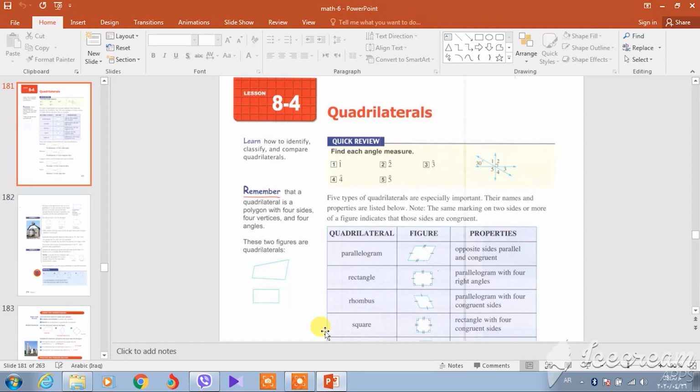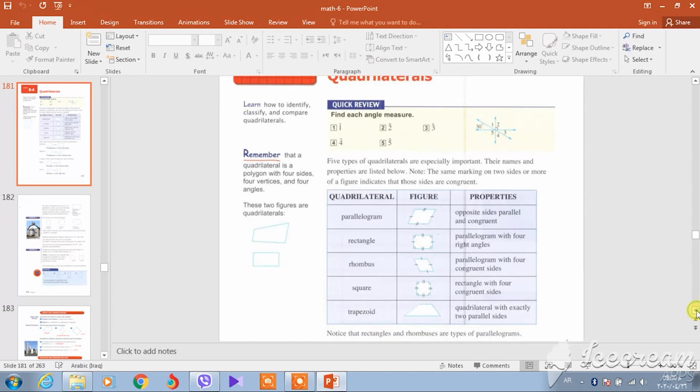And today we study about the quadrilateral. In the last lesson we studied about the triangles. Let's start, students. We have quadrilaterals. We have parallelogram, rectangle, rhombus, square, and trapezoid. Look, we have figures and properties.